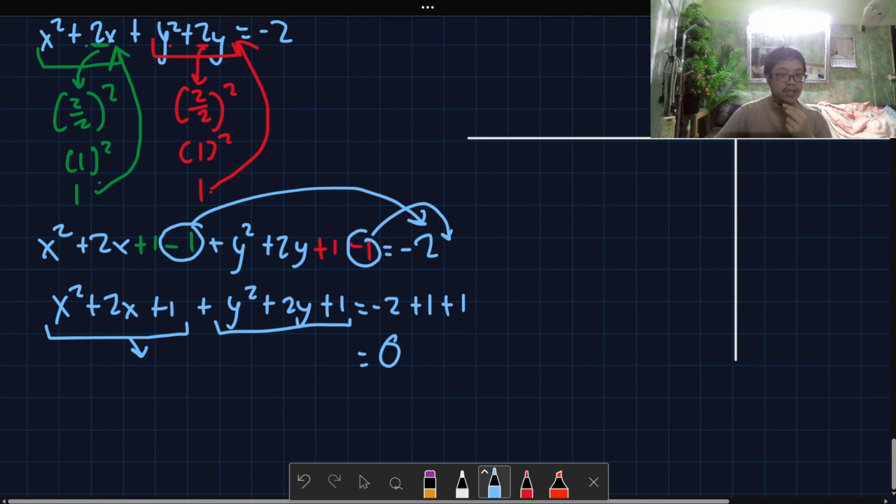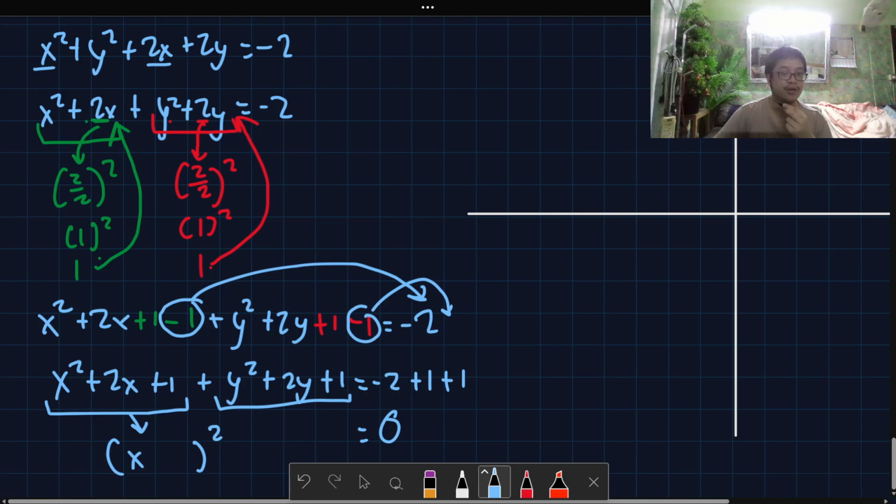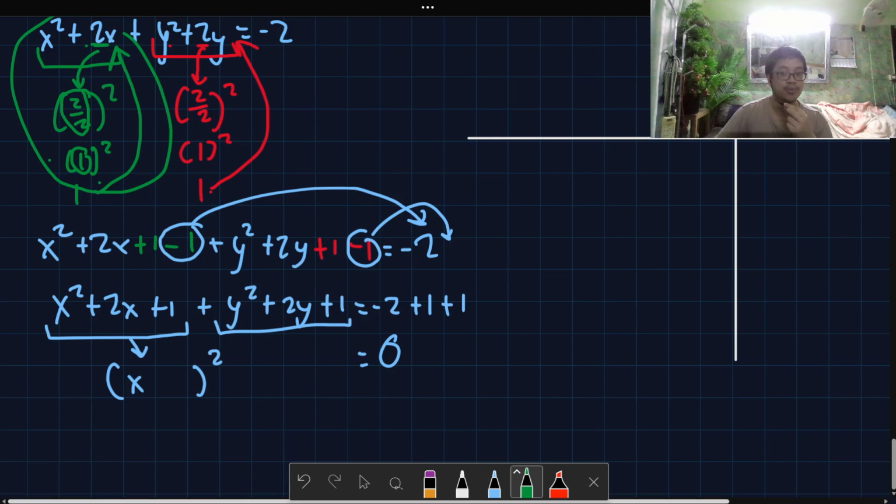So for the x, we will have squared parentheses, put x here. The number that you're going to put with x is the result of dividing the 2 inside the squared parentheses. So 2 divided by 2 is 1, right? So you're going to put 1 here, and since it's positive, it's plus 1.